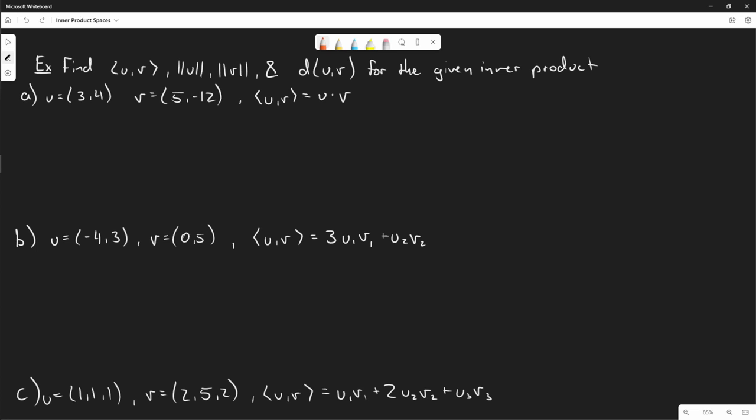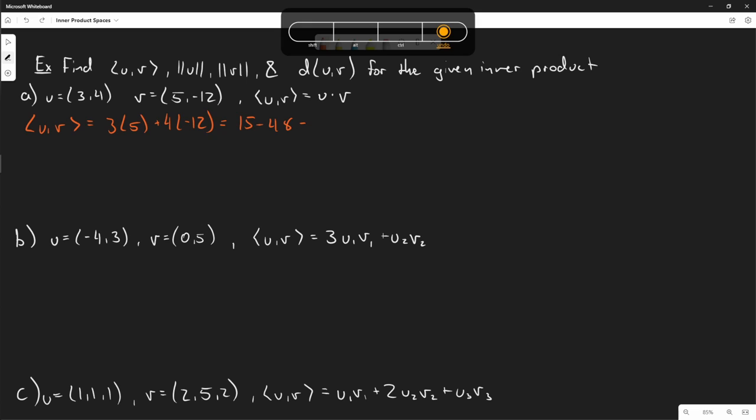And so our inner product should be just 3 times 5 plus 4 times -12. And that will simply be 15 minus 48. I cannot do math, so this would be 33, I think. No, not 33. Negative 33.